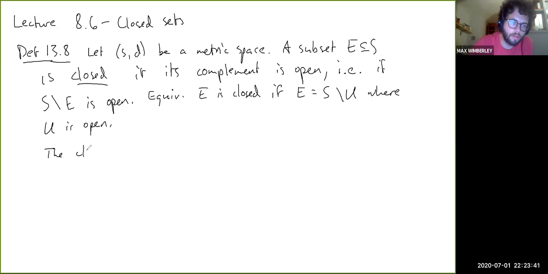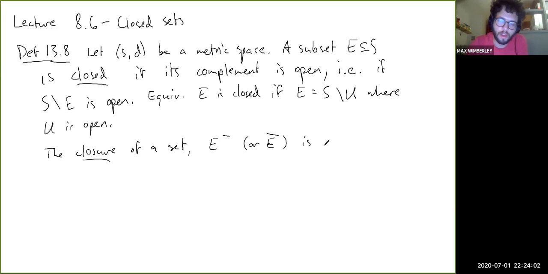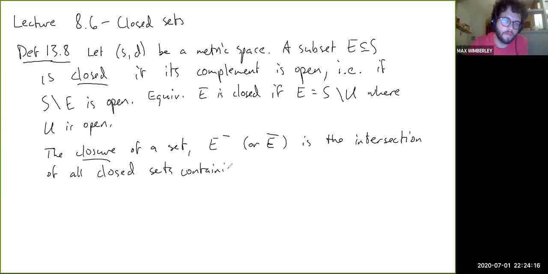The closure of a set, which we write as E with a bar here, or I might sometimes write it with an overline, but I'll try to stick to this. This is the more standard notation, I think. So anyway, the closure is the intersection of all closed sets containing E. Okay.